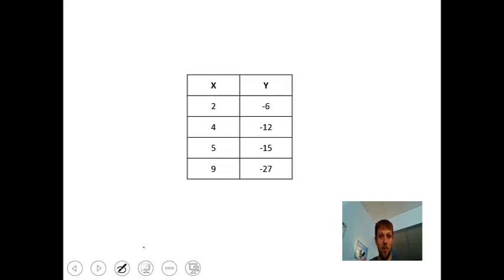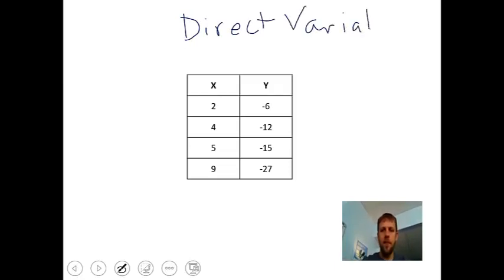One way to test if it's proportional is to see if it directly varies. So we call this direct variation. Okay? So I'm going to check to see if it has direct variation. And what I mean is I'm going to see, okay, well, if I take negative 6 and I divide it by 2, what do I get? Negative 6 divided by 2 equals negative 3. So that means I can multiply this by negative 3, and I'll get negative 6.